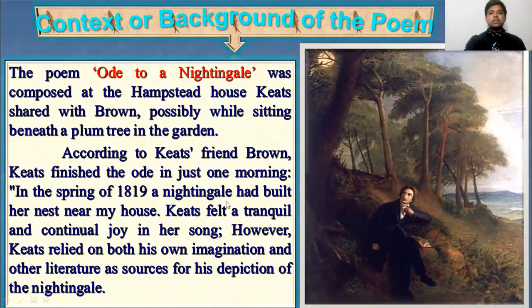According to Keats' friend Brown, with whom Keats shared a house, Keats finished the ode in just one morning. In the spring of 1819, a nightingale had built her nest near the house, and Keats felt a tranquil and continual joy in her song. However, Keats relied on both his own imagination and other literature as sources for his depiction of the nightingale. So this is the simple background or context of the poem.